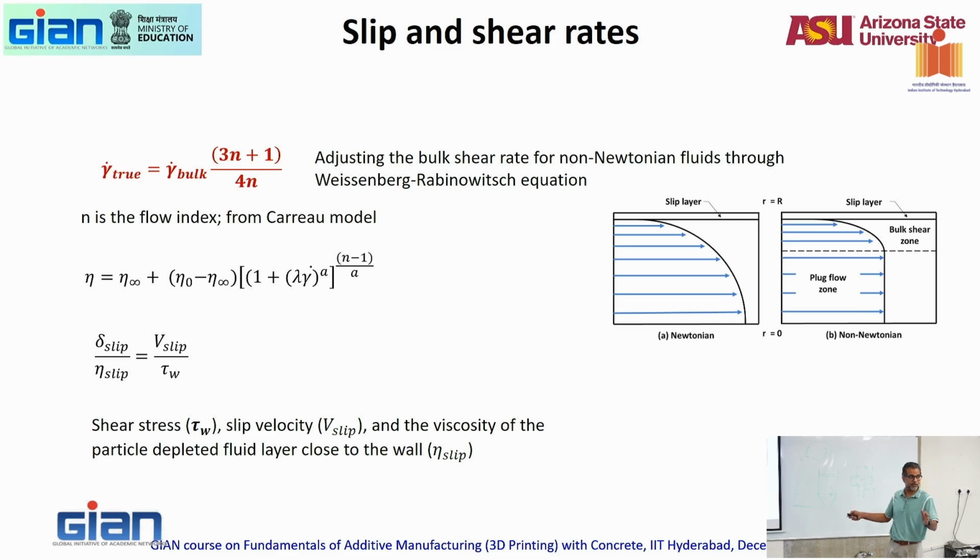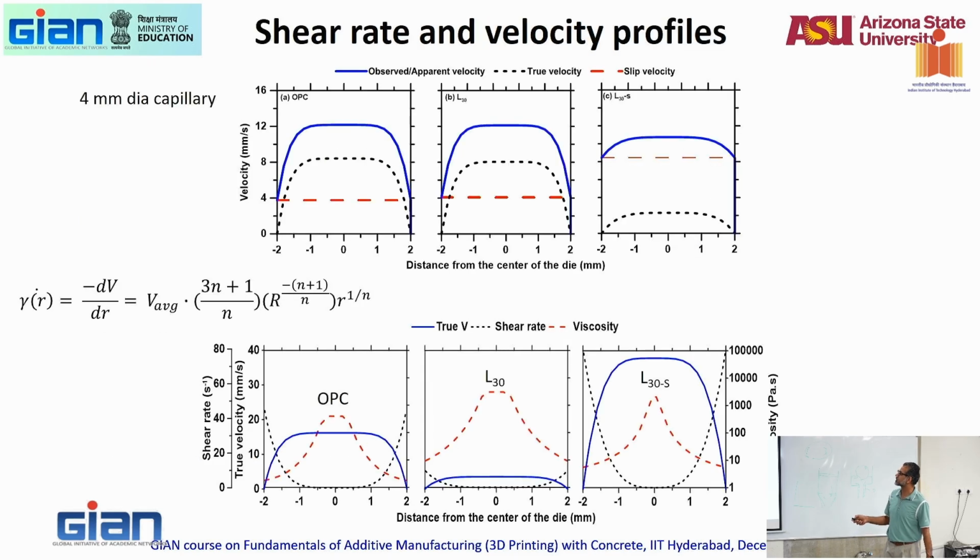Remember the velocities day before yesterday? You saw this picture. So your shear stress, slip velocity, and viscosity of particle repeated load, you can calculate all of that. And here are some examples. See the velocity here. So here is the observed apparent velocity. So this is your die. 0 is the middle and -2 to +2. So that's a 4 millimeter size die that you have.